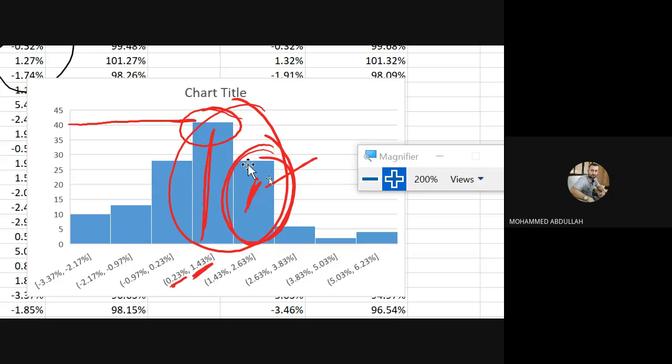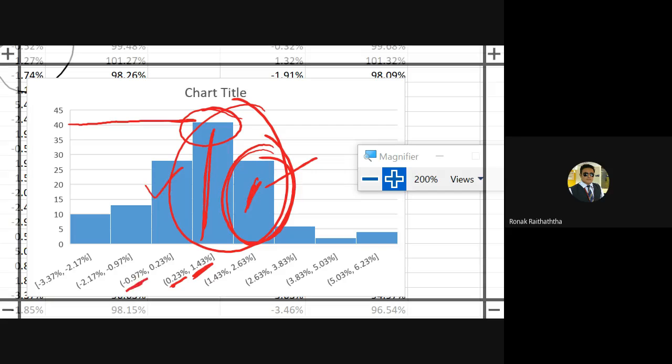Between 1.43% and 2.63%, there are about 28 returns. Very true. So between this range, that is from 1.43 percentage to 2.63 percentage, we have around 28 entries of returns falling. In a similar manner, we have a number over here as well, that is minus 0.97 percentage to 0.23 percentage. Around 27 to 28 entries are falling in that range.